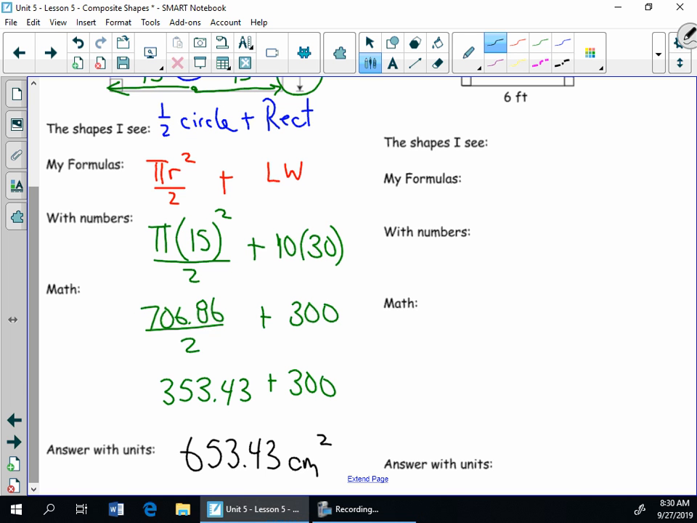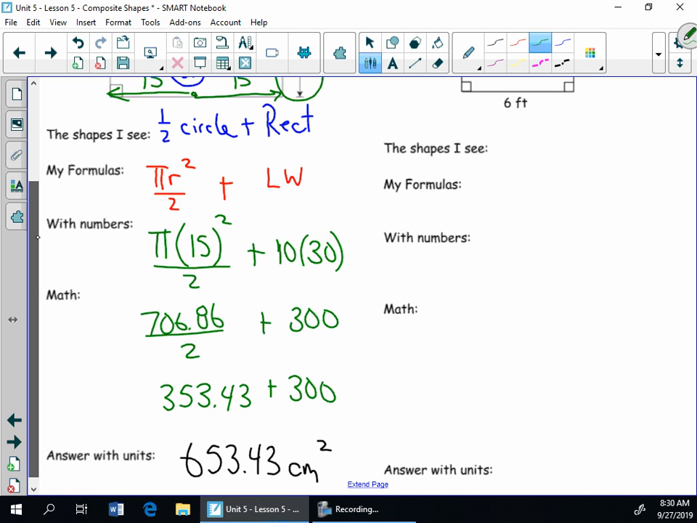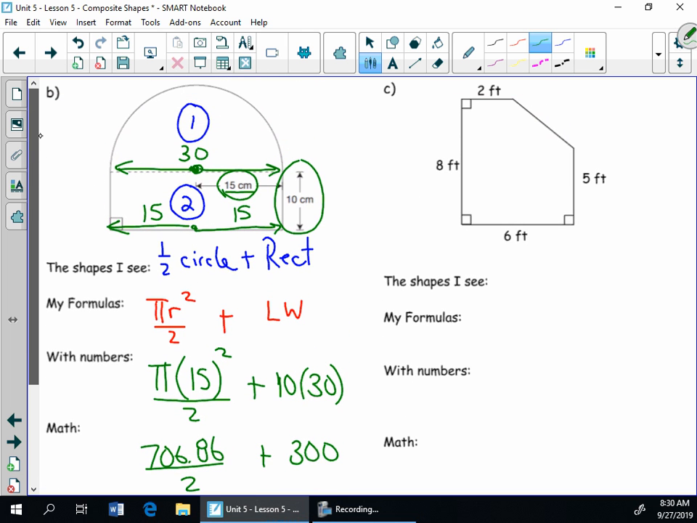Okay, there's our problem again. Finding shapes, identifying what we see, formulas, numbers, calculations. Okay, let's try the next one. What shapes do we see? Well, this time it isn't quite as obvious because they have not drawn in the little dashed lines for us. There's actually a few ways we can approach this one. I'm going to show you one right now.